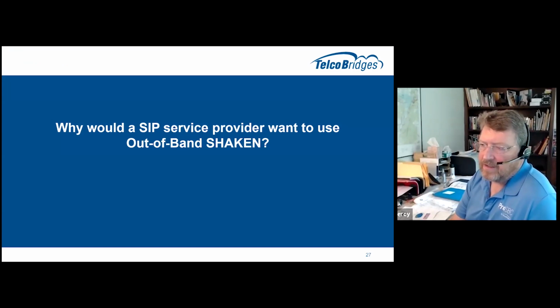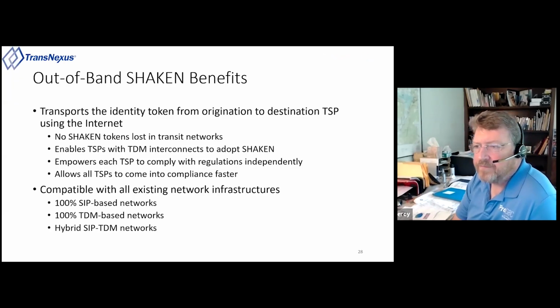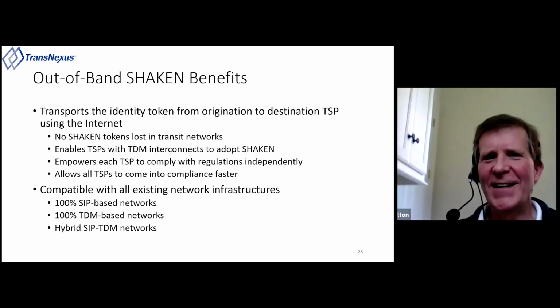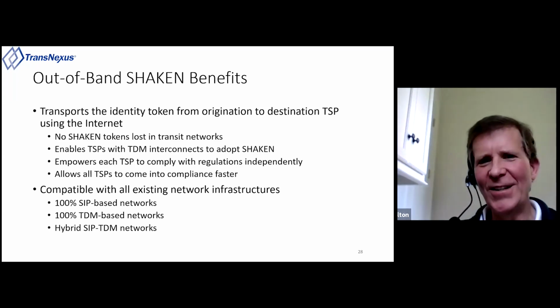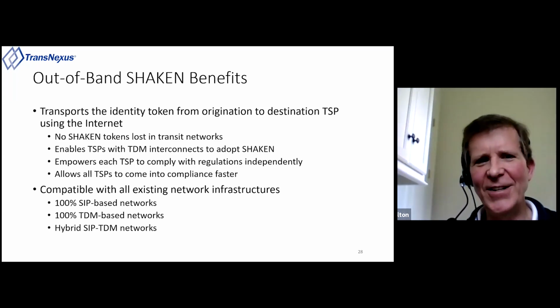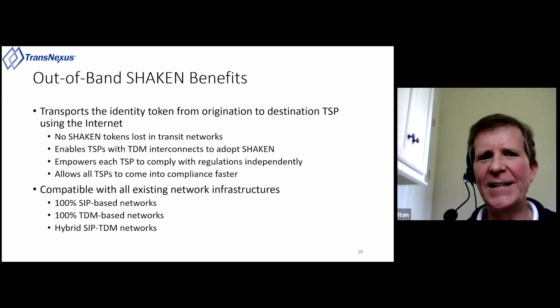All right, so our next question to them: why would a SIP service provider want to use out-of-band SHAKEN? A SIP service provider should be able to deliver an in-band token. Why would they want to use this out-of-band SHAKEN? There's a long list of reasons why it's good. For me, it just boils down to it's simpler and gives you flexibility. You're not going to lose tokens in transit.